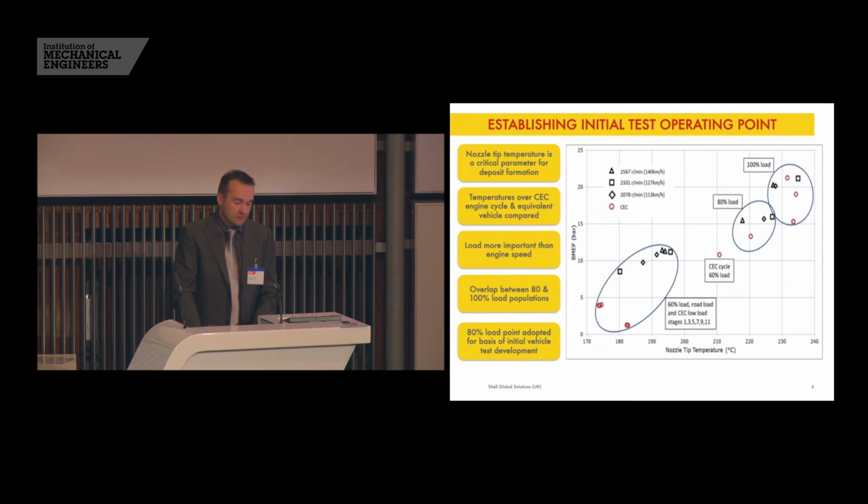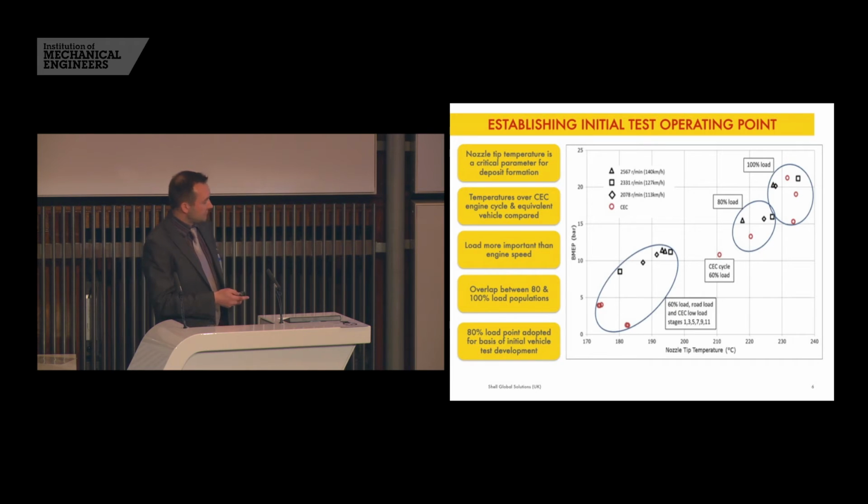So you can see that the 80 and 100% load populations are quite close in terms of nozzle tip temperature, whereas there's some clear separation between those and the 60% load population. And so, as a balance of trying to retain sufficient nozzle tip temperature to have a good fouling rate against trying to avoid very high loads, we adopted the 80% load point as the basis for our vehicle test.